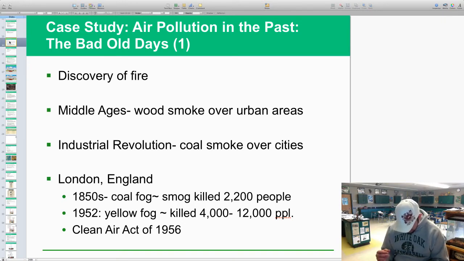Then another episode in 1911 killed more than 1,100 Londoners. And in 1952, an even worse yellow fog lasted for 5 days, killing 4,000 to 12,000 people who lived in London. Finally, in about 1956, British Parliament came up with the Clean Air Act, which reduced some of those disasters from there on out. So how many years did it take them to figure out, maybe we should put some regulations on what we're producing in our industries and our cities?